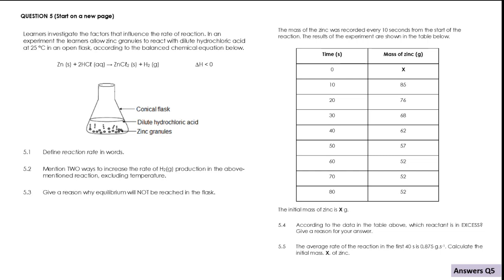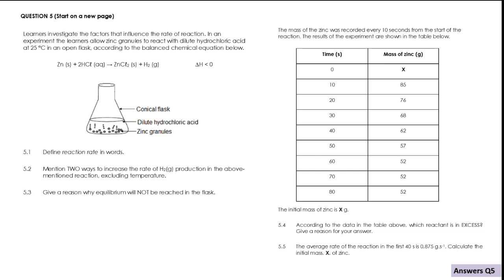Another one, we can use a suitable catalyst. That's how we can increase the production of hydrogen gas. There's a third way. We can make use of a more concentrated hydrochloric acid solution. While you see here, that's dilute. One of the ways is to make sure that this is concentrated hydrochloric acid. You'll get more hydrogen gas being produced. If this is zinc powder, you'll get more hydrogen gas produced. Okay, very good. So keep those points in mind.